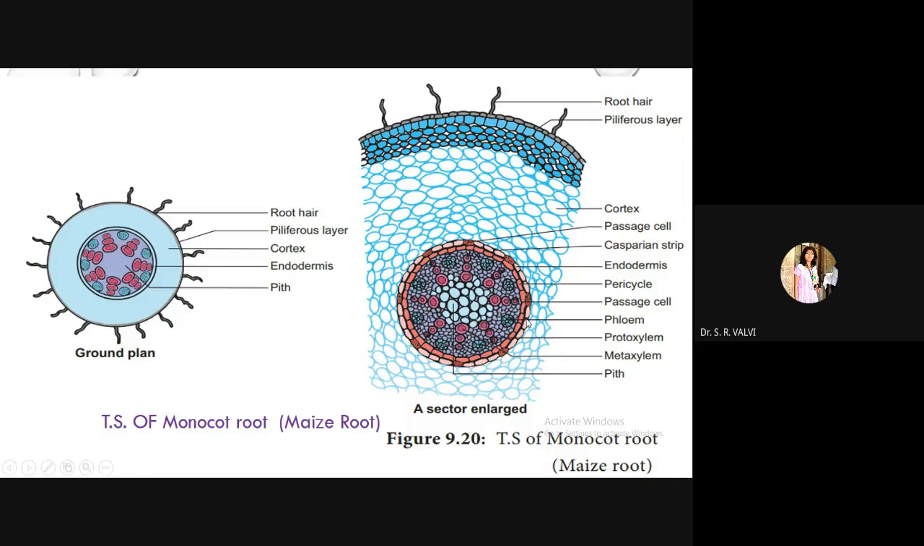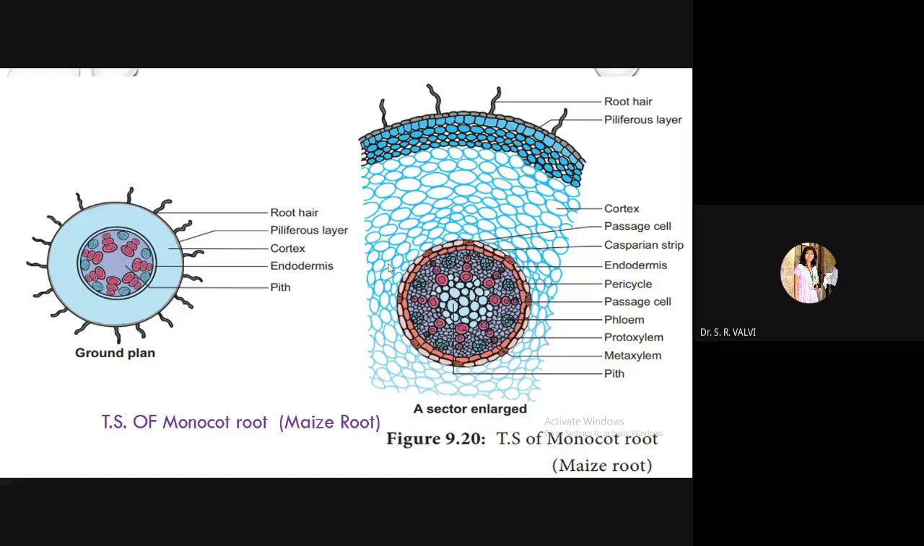Where they are present within endodermis. So what is the main function played by Casparian strips? Casparian strips control the movement of material in the root. Okay, it controls the movement of material within the root.